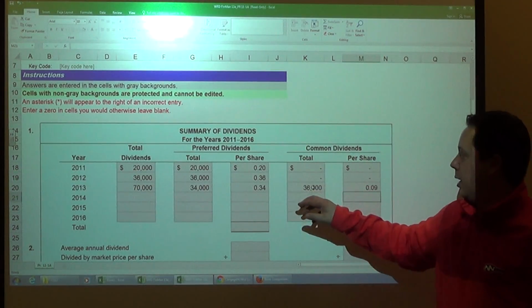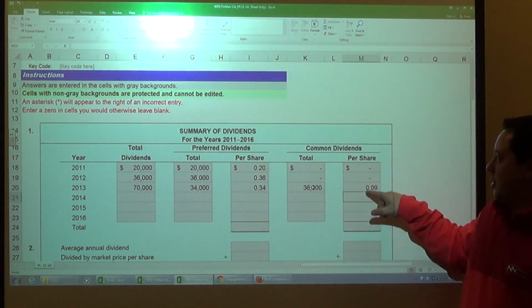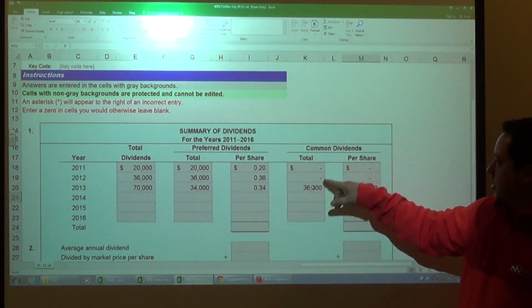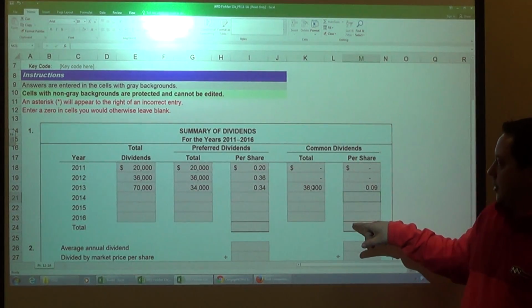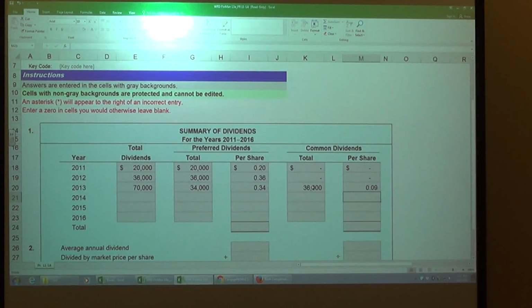So as we look at this here, we have 100,000 shares here. That's what we calculate off here. And we have 400,000 shares here. So everything, this number is always divided by 400,000. We calculate this, and this is always divided by 100,000. We calculate this. All right.